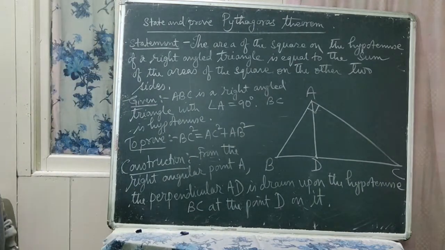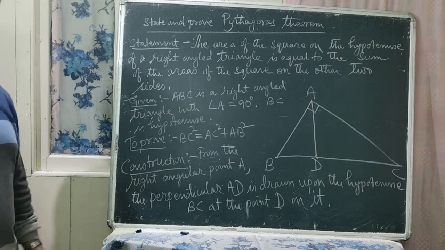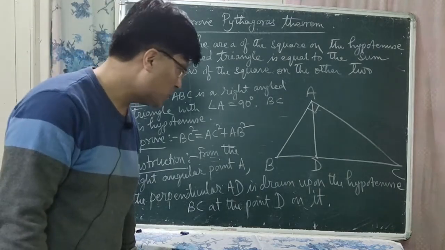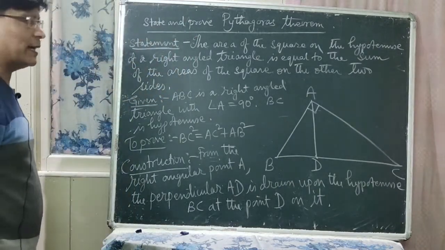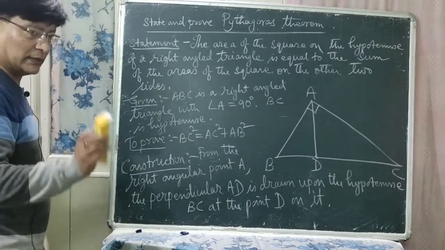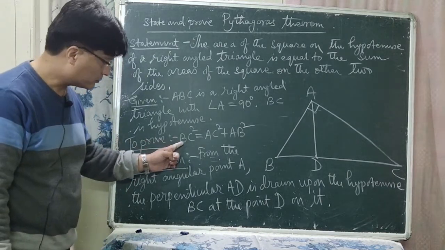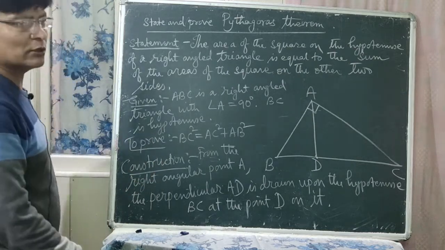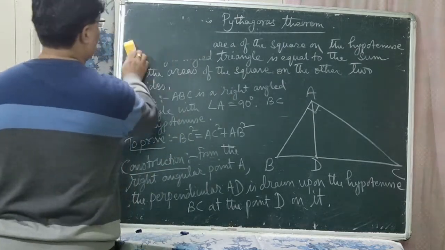So is that clear to all of you? So you can copy it. This is a very, very important question: state and prove Pythagoras theorem. So we have done the construction out here. Okay. So now let us do the proof part. Now we will prove this: hypotenuse whole square is equal to base square plus perpendicular whole square. Okay.